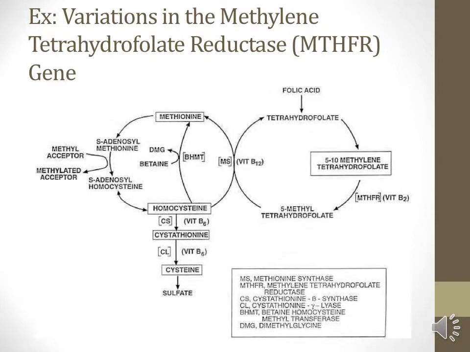This is a fairly common variation that occurs for the substitution of a thymine for cytosine at site 677 in the DNA. They end up producing an enzyme, this methylene tetrahydrofolate reductase, that's a little funky and thermolabile. It means it's very sensitive to heat, and so much of it which is produced ends up lysing and not being able to function properly. And so ultimately they end up with reduced activity of this enzyme.